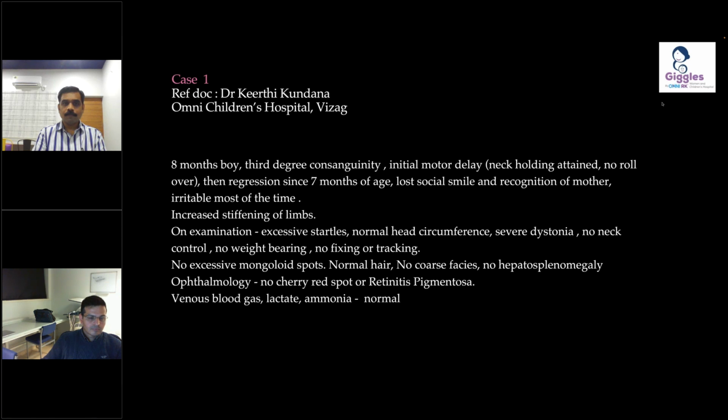On examination, there was excessive startle, normal head circumference, severe dystonia, no neck control, no weight bearing, and no fixing or tracking. No excessive mongoloid spots, normal hair, no coarse facies, no hepatosplenomegaly. Fundoscopic review demonstrated no cherry red spots or retinitis pigmentosa. Venous blood gas, lactate, and ammonia were normal. At this point, the child got an MRI scan done.